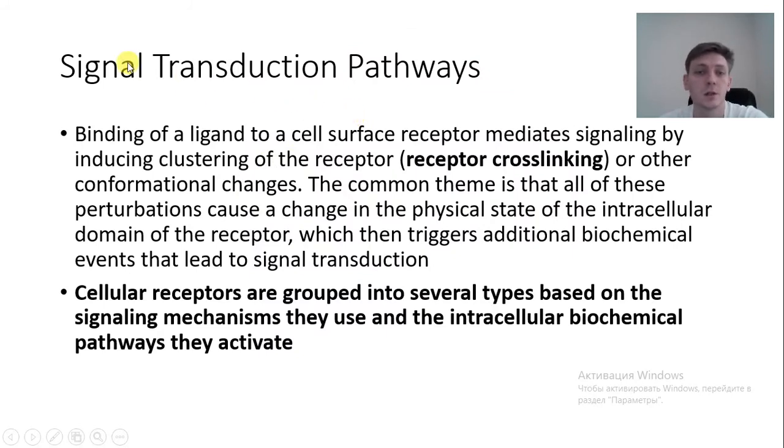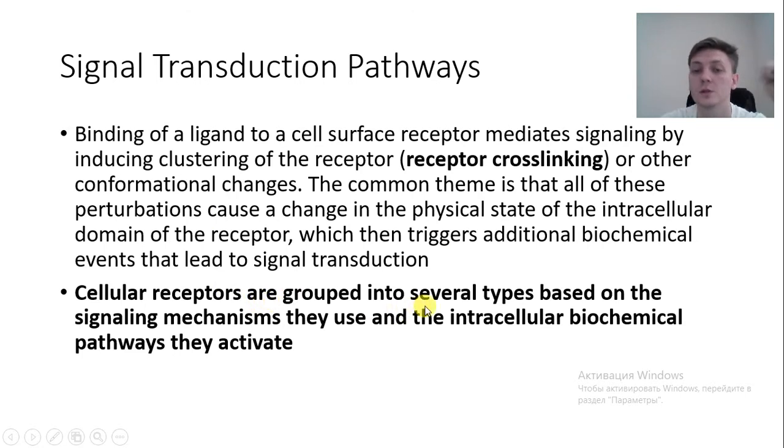Signal transduction pathways. Binding of ligand to a cell surface receptor mediates signaling by inducing clustering of the receptor. It's known as receptor cross-linking, or other conformational changes. The common theme is that all of these perturbations cause a change in the physical state of the intracellular domain of the receptor, which then triggers additional biochemical events that lead to signal transduction.